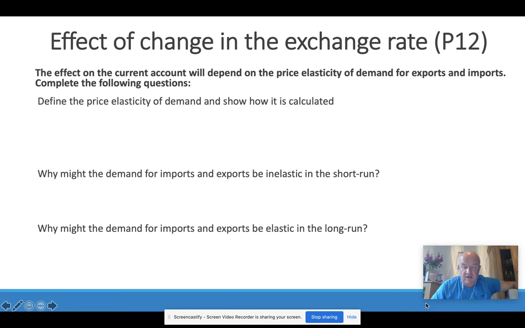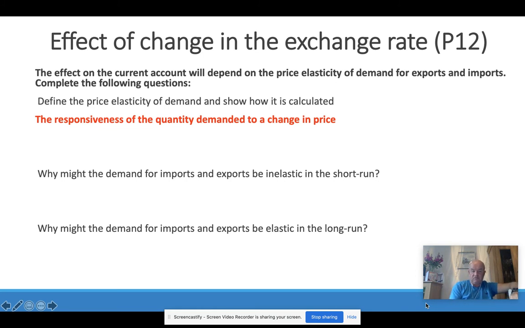Okay, so let's first have a look at defining the price elasticity of demand and showing how it's calculated. If we're going to define it, it's the responsiveness of the quantity demanded to a change in price. That's a pretty good, solid definition of price elasticity of demand. How is it calculated? It's the percentage change in quantity demanded divided by the percentage change in price. That's the way in which you calculate it.